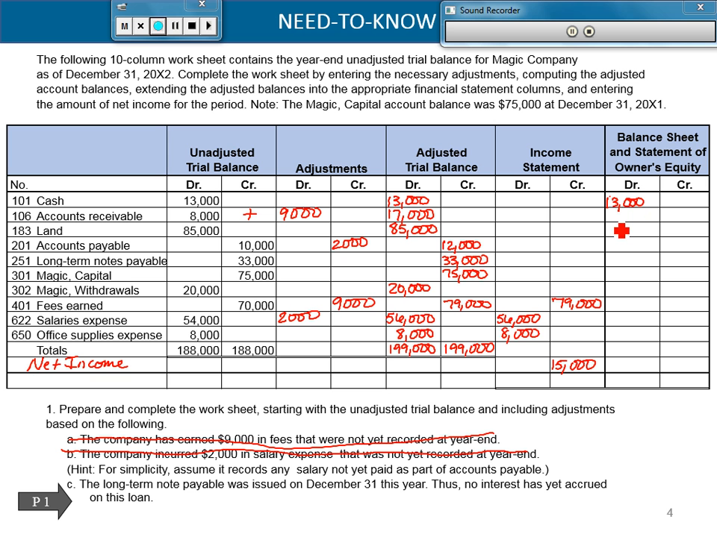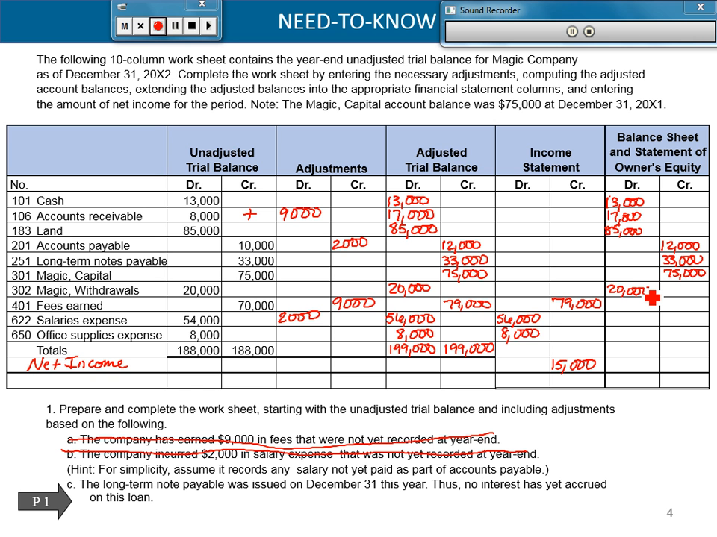Assets were 13,000, 17,000, 85,000, right? That's all for the assets, right? Liabilities: 12,000, 33,000, 75,000. Is that all? Withdrawals, right?